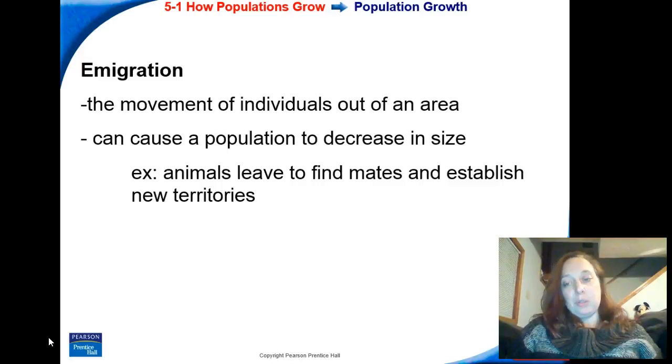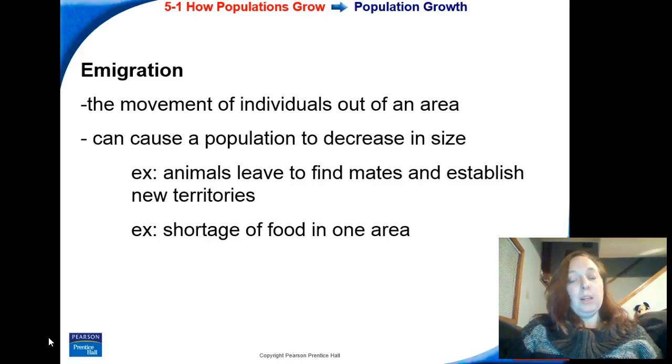Okay, establishing new territories is probably the most common. We can talk a little bit about lion prides and how that works as well. The other thing is if there's a shortage of food in one area, organisms will exit and try to find an area that's similar to it, so that they can actually go get food as well.